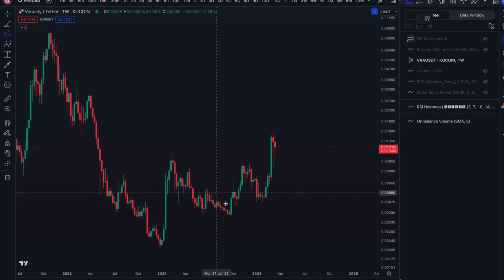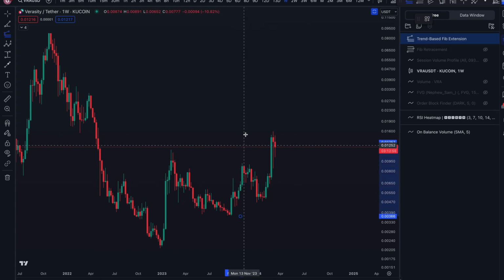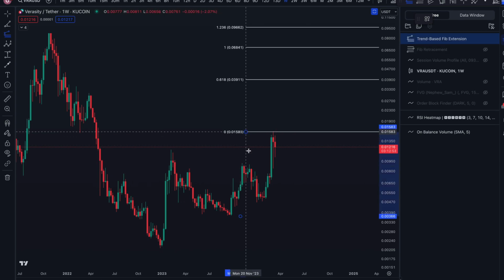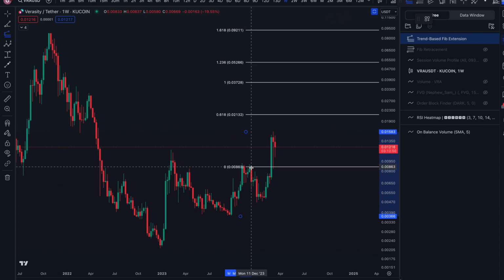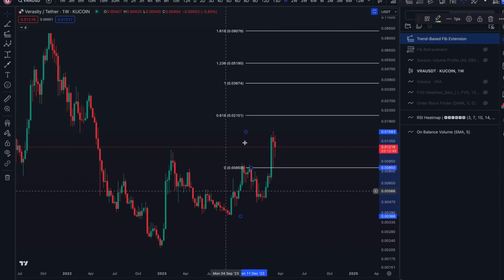So I want to see where this could potentially go. The targets here for wave 3, the 1.236 are around 50 cents, and then the 1.618 is in the extension. In wave 3, I always favor the 1.618 as a base, and then take it from there. So these are 2 areas.